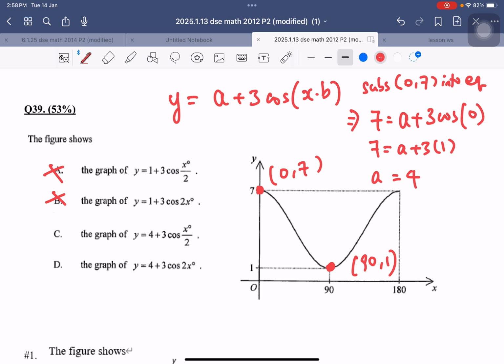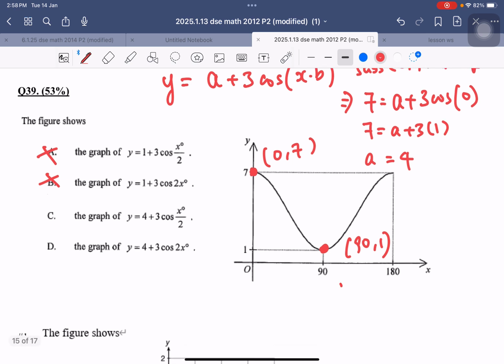Okay, now we have the second equation. We can substitute which point? 90 and 1 into the equation. Then what can we write? What is the y here? 1. 1 is equal to, what is a this time? 4. We know the a is 4 already, so we replace a by 4, and then plus 3 cosine, what is x? 90 times b, isn't it?